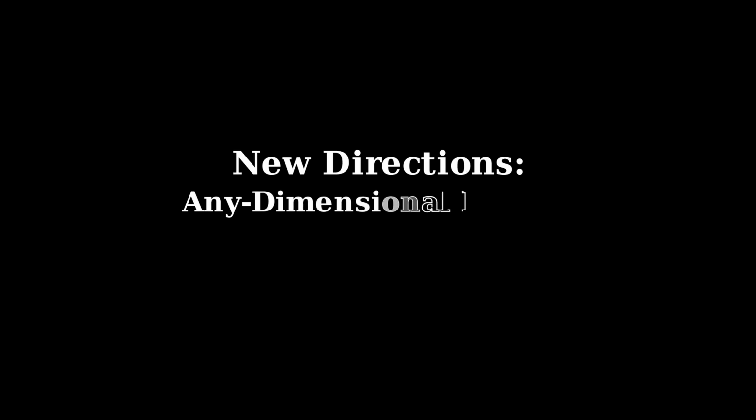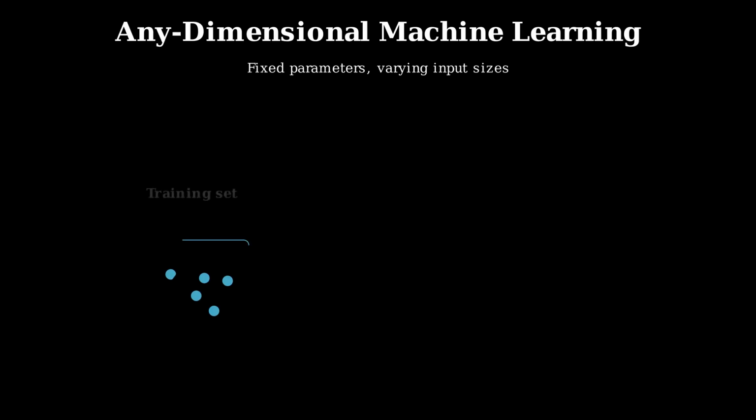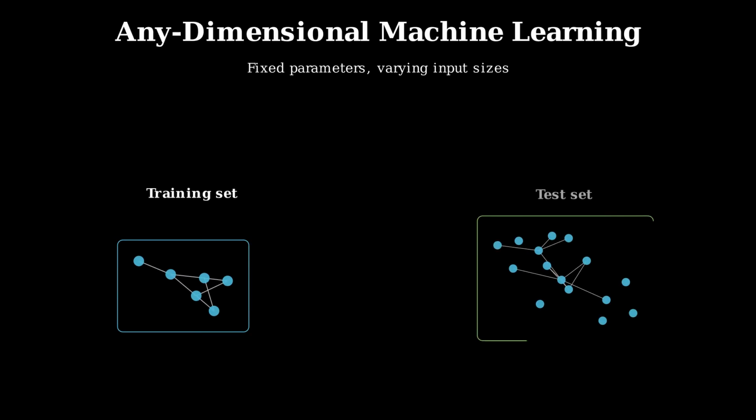Moving beyond the recent results we've discussed, let's explore a new and exciting direction: any-dimensional models with a fixed set of parameters that can be evaluated on inputs of any size. For example, graph neural networks can process graphs of any number of nodes. Deep sets handle point clouds of any size. The key question is, can we train on small inputs and generalize to larger ones? This is called size generalization.